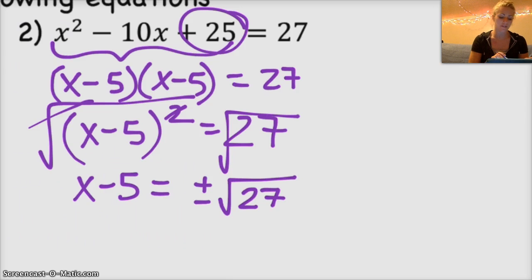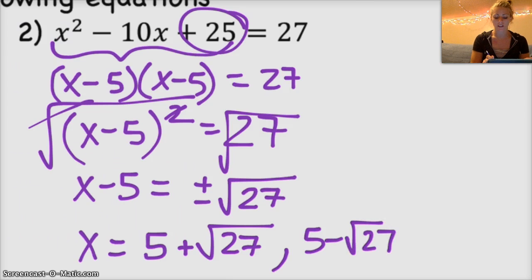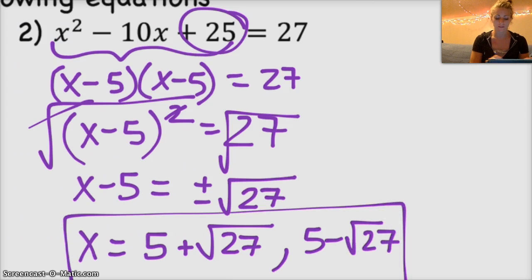Okay, then you add 5 to both sides. I get x equals 5 plus square root of 27 is one answer, and 5 minus square root of 27 is the other answer. Okay, so you get two solutions.